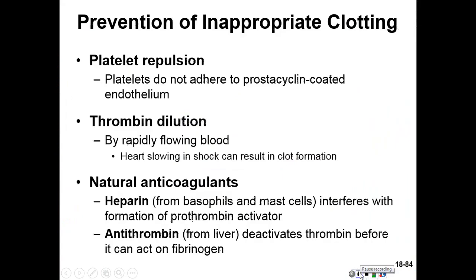Alright, then we look at platelet repulsion. Again, platelets do not adhere to the inner lining. Thrombin dilution, heart slowing and shock can result in a clot forming, or your natural heparin anticoagulants and antithrombin. Antithrombin is formed from the liver.